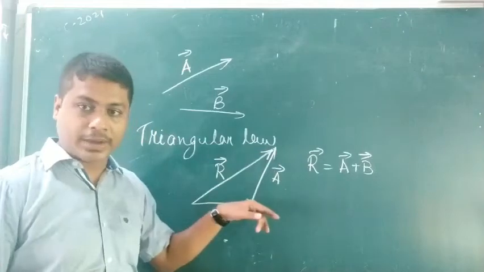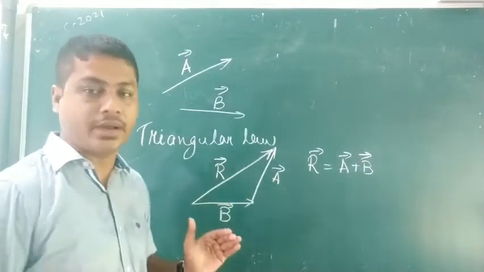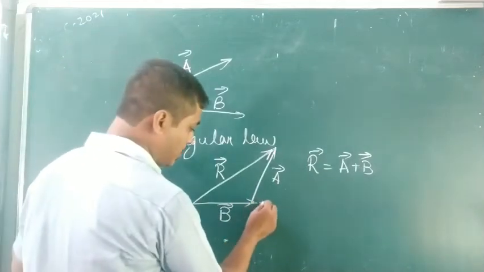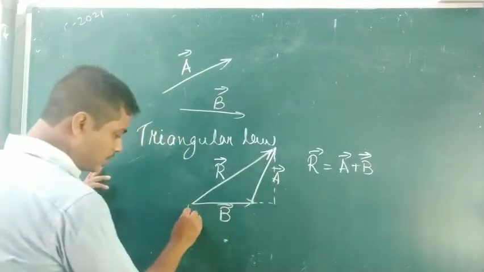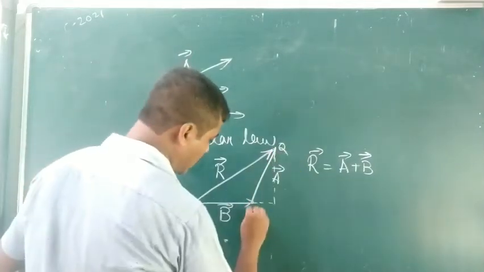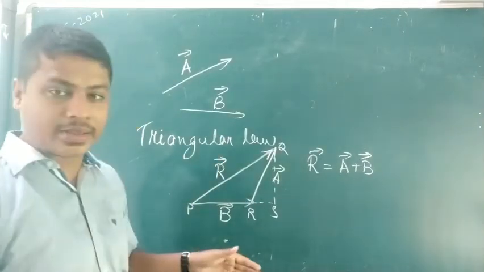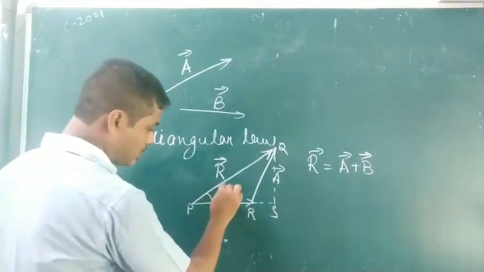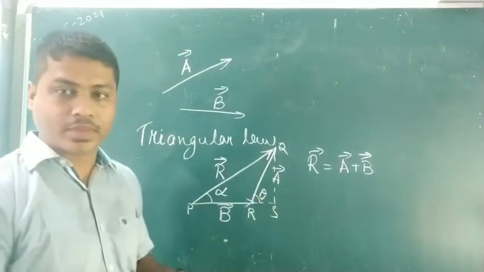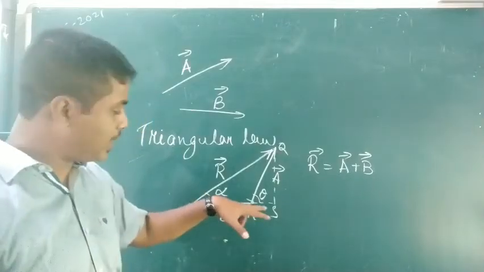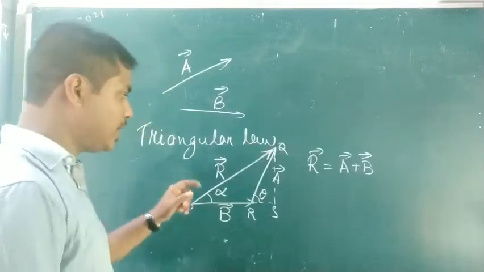If you see this triangle, since it is not a right angle triangle, you have to first convert it into a right angle triangle. Mark the points as P, Q, R and S. Mark this angle as alpha and this angle as theta. I have taken two angles, alpha and theta. I will be calculating the value of the resultant now. How will I do it?